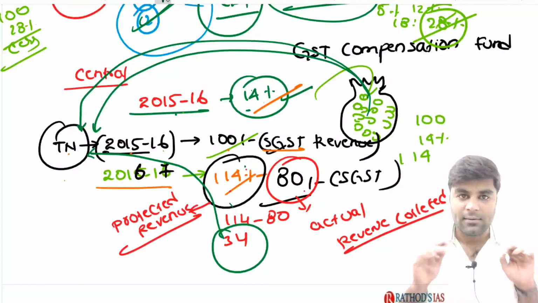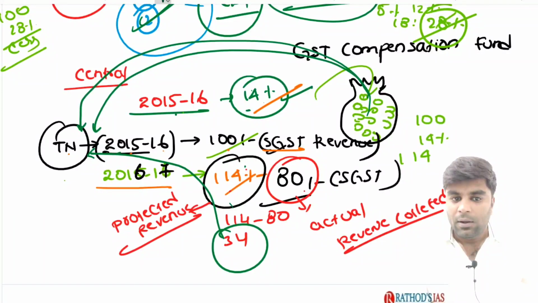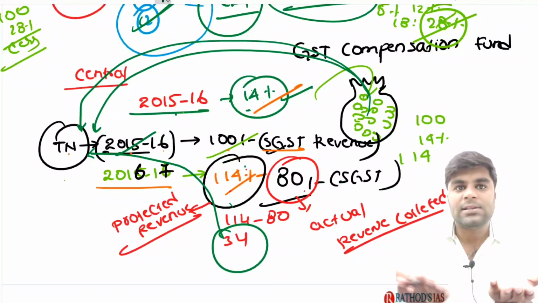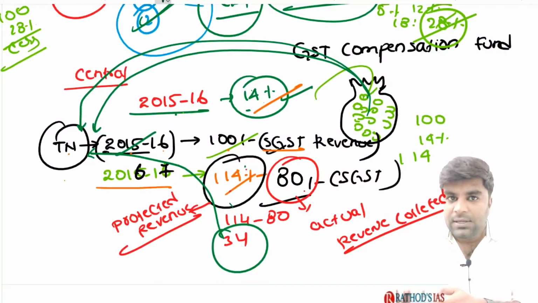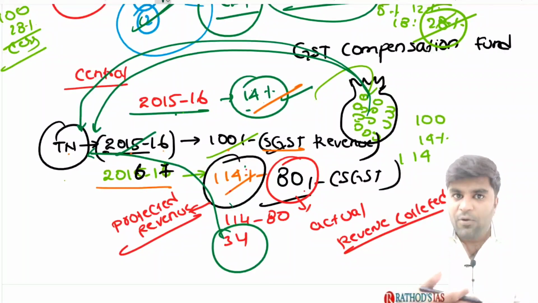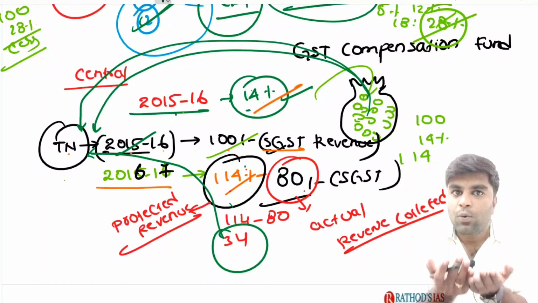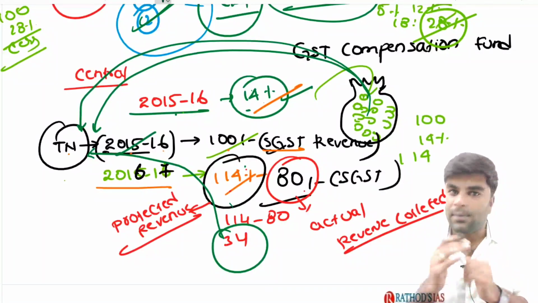I hope it is very clear. So in the base year 2015-16, any particular state might have collected some tax, GST, SGST. Now for the next year, for the purpose of providing the GST compensation amounts to the states, their taxes would be assumed to be growing at 14%.